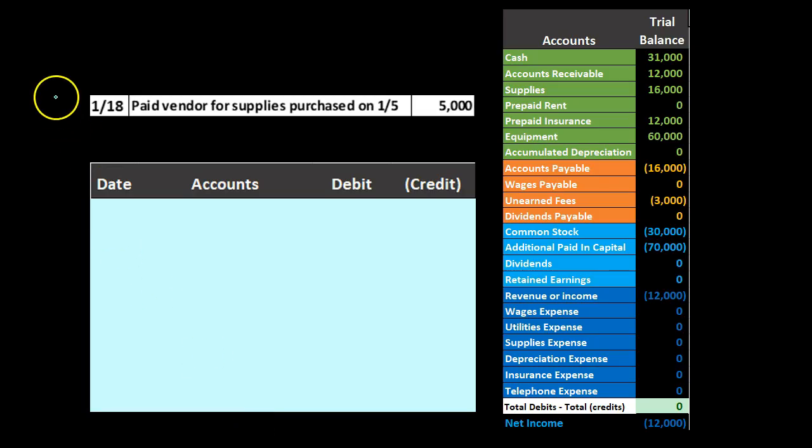We're going to have the information on the left, enter that into our general journal, post that to the general ledger, and then create the trial balance from it. Paid vendor for supply purchased on 1/5 for $5,000.